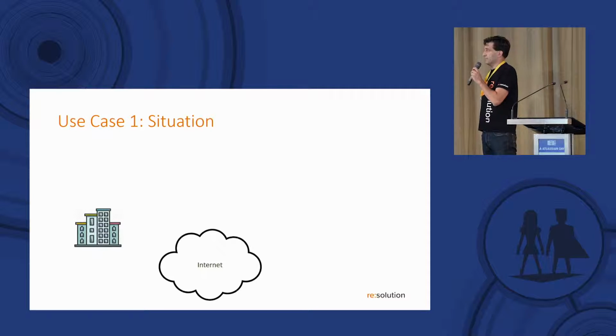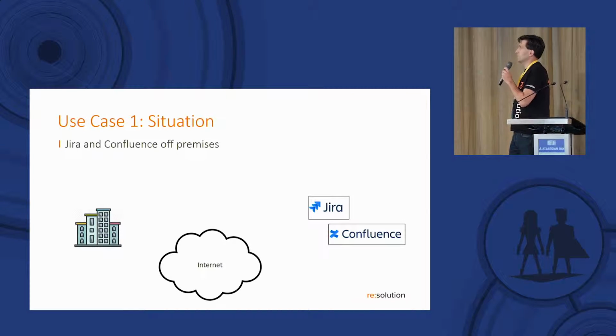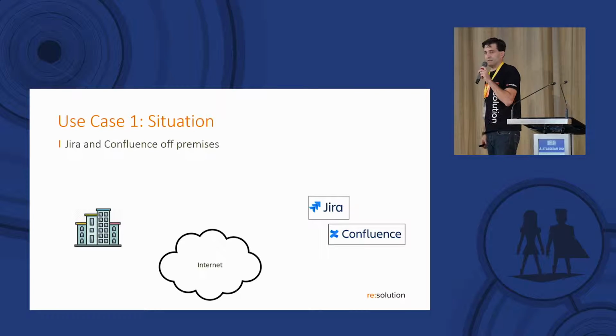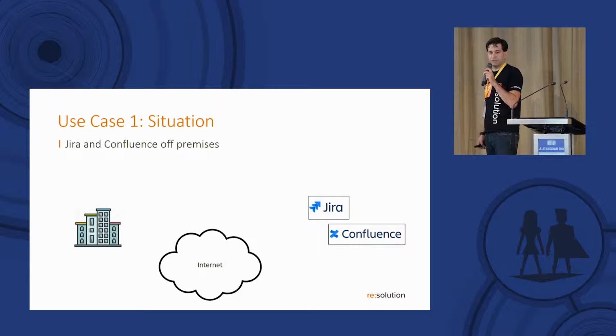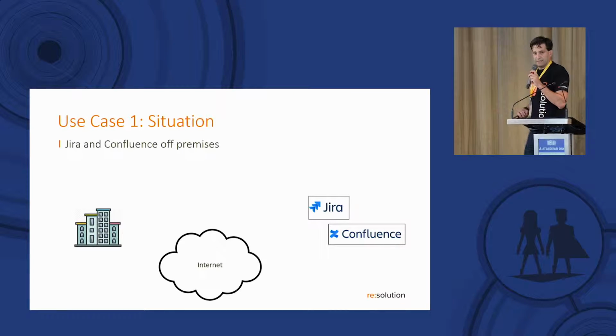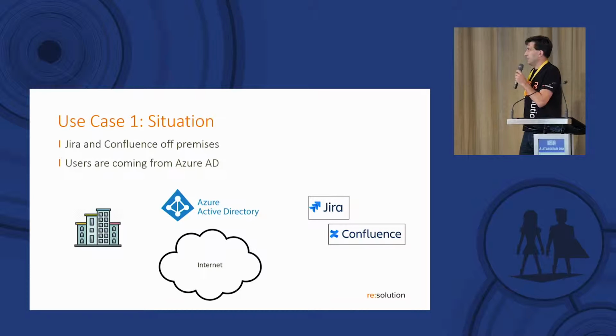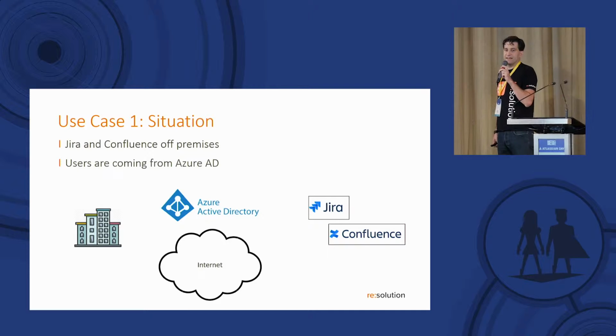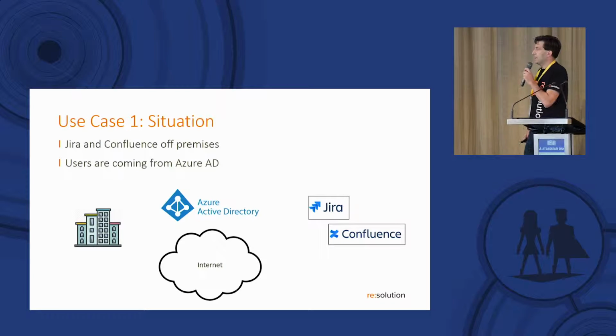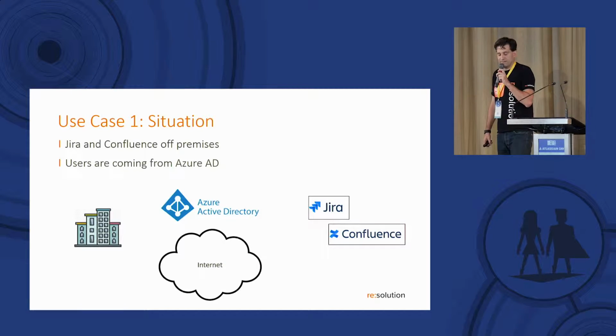So the situation is like this: you've got your company, you've got the internet. To bring a little bit more into the mix, you decided that you put your Jira and Confluence off premises, so you go to a hosting provider and say, okay, I want to have it managed by you. So it's outside your building, it's outside your internal network. And you decided, or your management decided, or whoever decided, okay, we're using Azure AD now for providing the users.